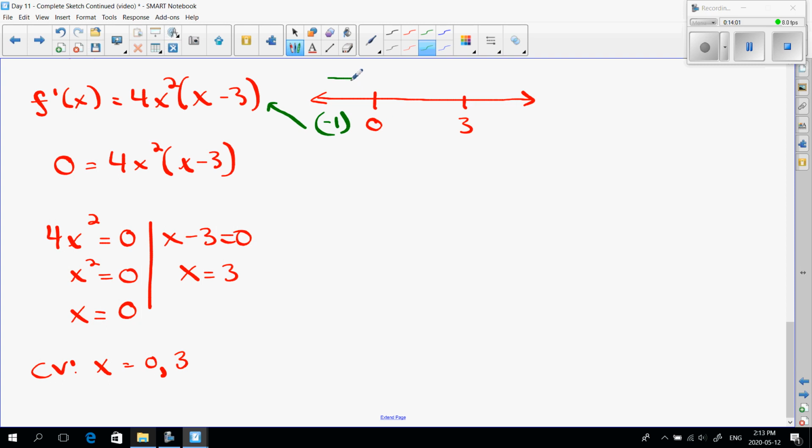That also tells me that my function is decreasing on this interval because my tangent lines would have negative slopes. So the function would be going down like that. Y values would be getting smaller.